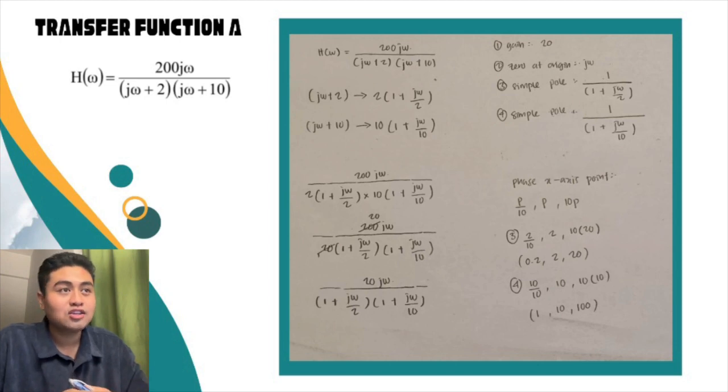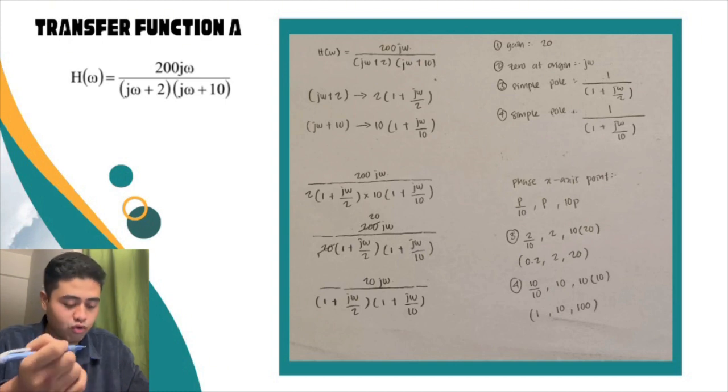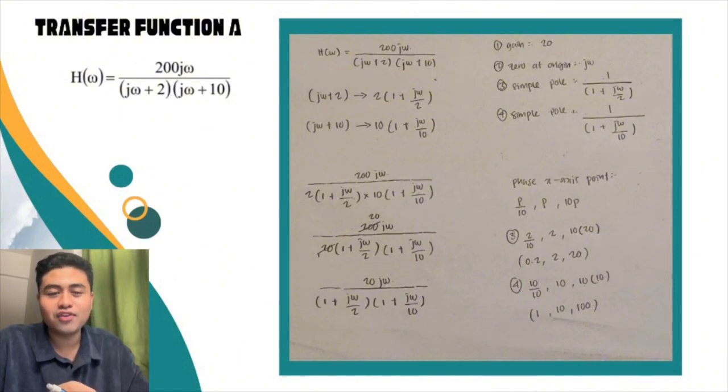From that, this is the simplest transfer function that we can use to make the Bode plot for magnitude and phase. Before we do the Bode plot, we must divide the equation by referring to the table of Bode plots. We can see 20 as a gain, jω as a zero at the origin, a simple pole which is 1 over 1 plus jω over 2, and another simple pole which is 1 over 1 plus jω over 10. So from that we know for this equation we have 4 main graphs, and from that we can do the Bode plot.